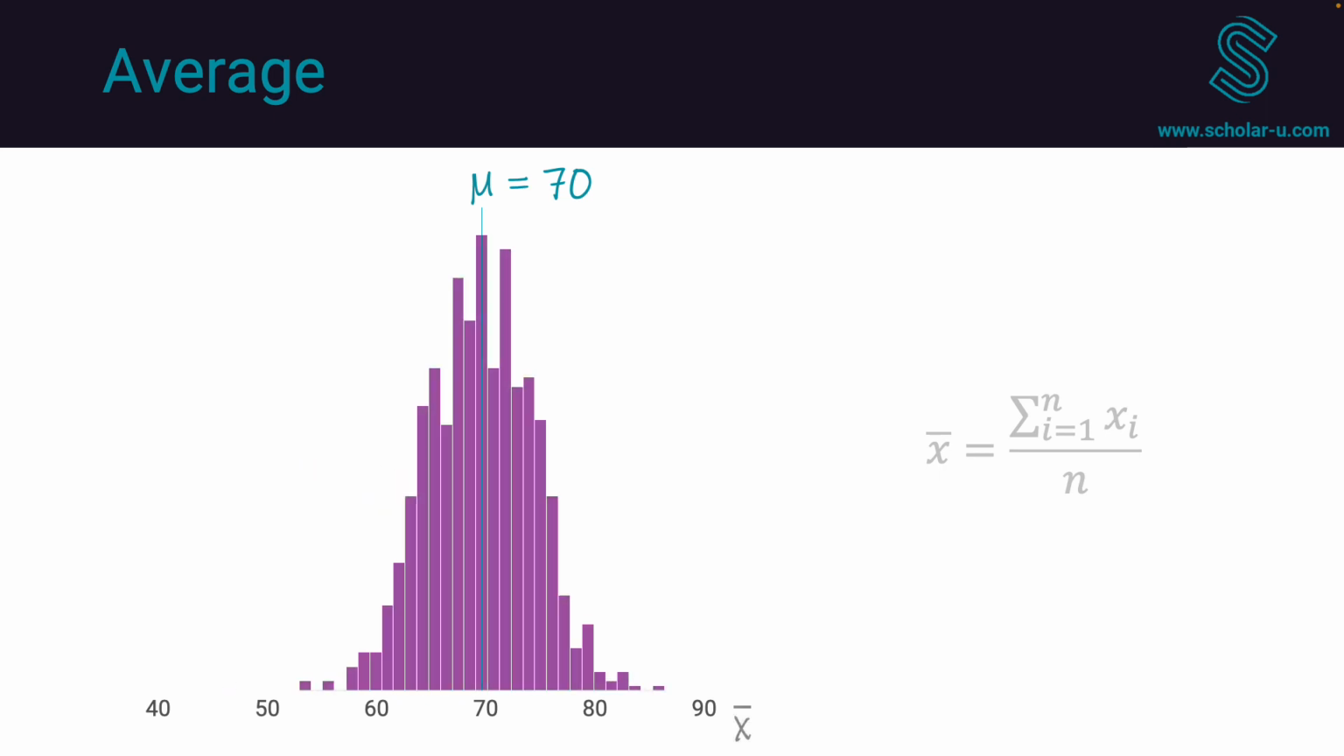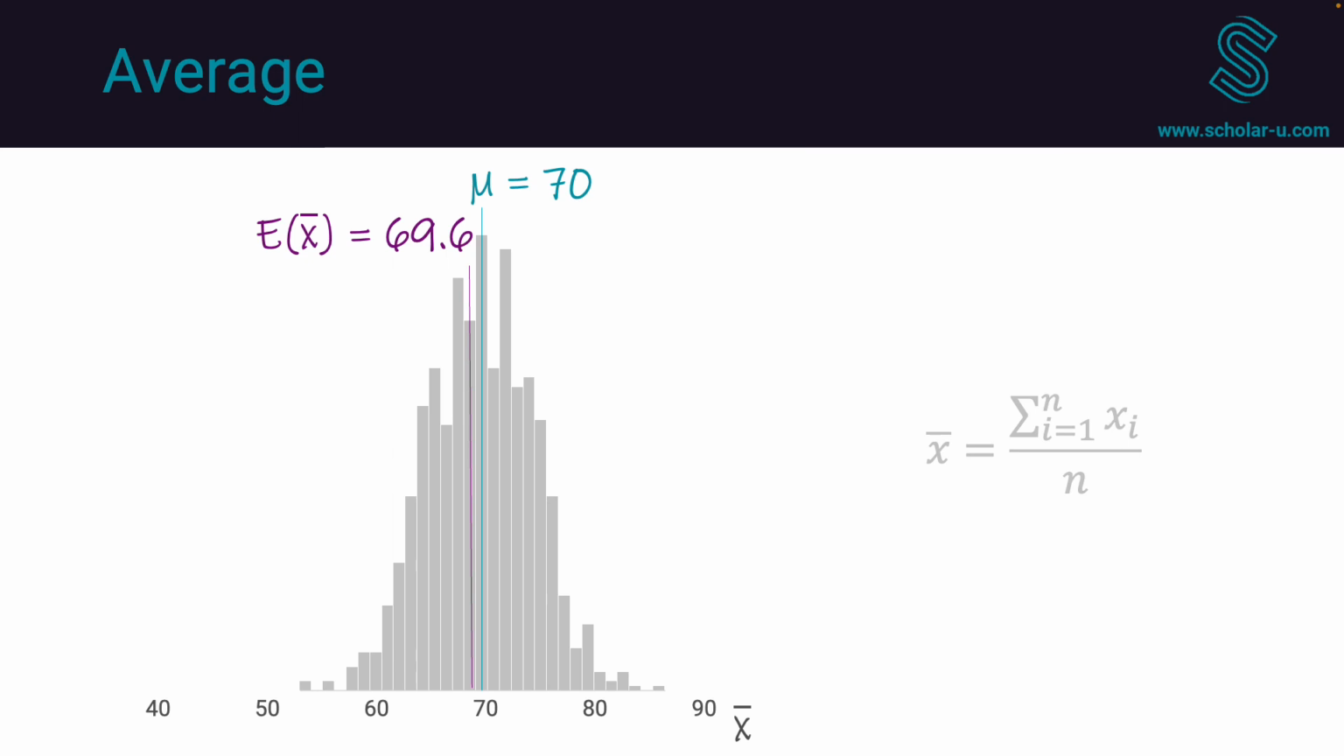By repeating the sampling process multiple times and creating a histogram of the averages, we can extract the average of this distribution, known as the expected value of the sample average. In this example, the outcome is 69.6. Very close to our population average of 70.